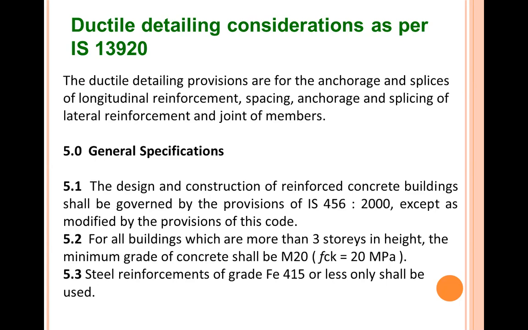Okay, the first clause, what does it say? It says that the design should be as per the provisions given in IS 456. Now let us see what is the second clause. For all buildings which are more than 3 stories in height, the minimum grade of concrete shall be M20. Okay, so these are the ductile detailing considerations. Remember, the second clause says minimum it should be M20 grade of concrete if the structure is more than 3 stories in height.